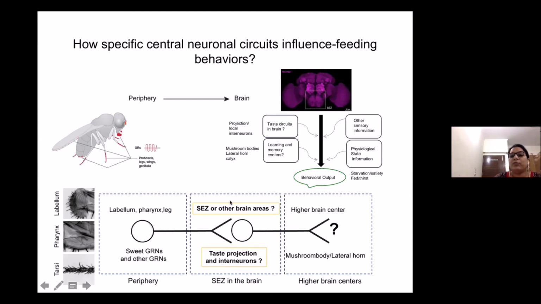So in my lab, what we are trying to understand is to find projection neurons, interneurons, motor neurons, or any sort of neuron that talks with the peripheral neurons and translates these peripheral signals into meaningful behaviors like acceptance or rejection of food. But apart from this, we also look at the pharynx, labellum, and leg. So I'm going to give a gist of 2-3 different projects where we have looked at the pharynx and into the brain, looking at different circuits.